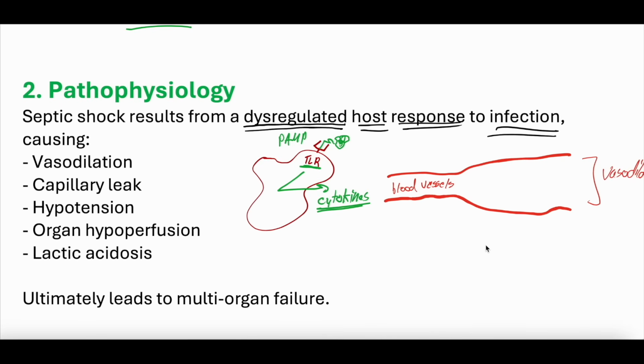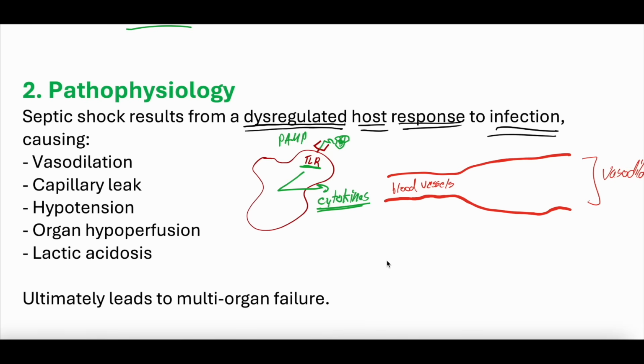Vasodilation. That vasodilation can lead to a degree of hypotension because as those blood vessels dilate, you still have the same circulating blood volume in larger dilated blood vessels, and that can lead to decreased blood pressure, hypotension, that MAP less than 65 we talked about.